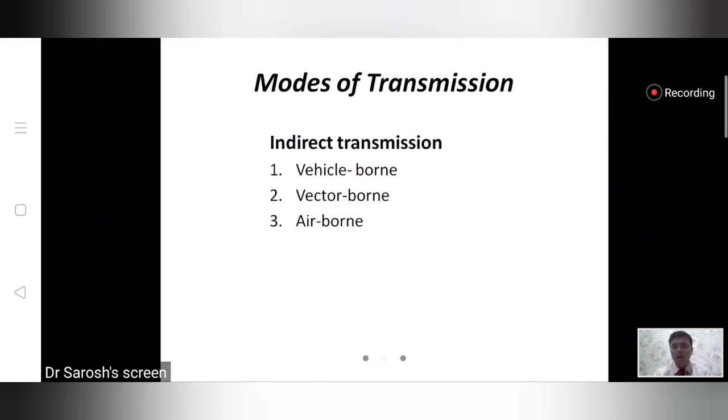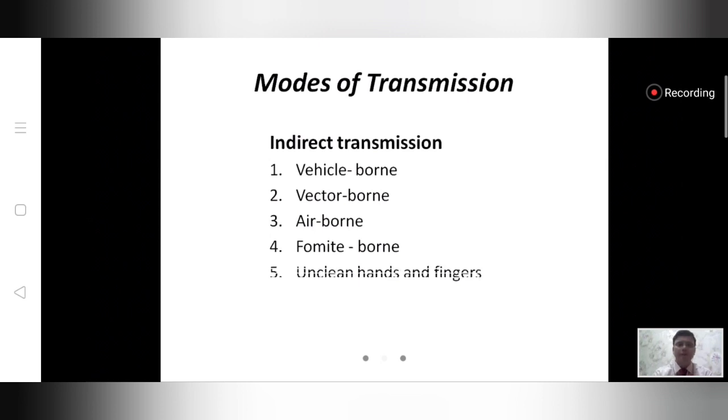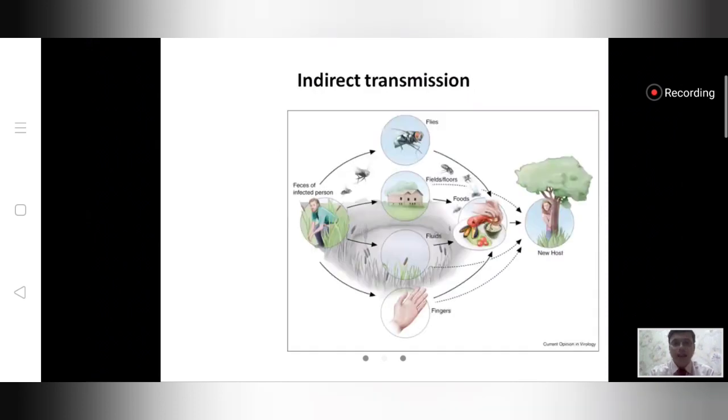The airborne, fomite-borne. Fomites are non-living or inanimate objects which carry the infective organism without giving it anything other than a place to stay. Now, as you know, fomites right now are a very important source of infection in case of coronavirus. So, unclean hands and fingers, same thing for coronavirus. So, indirect transmission can be seen in this diagram.